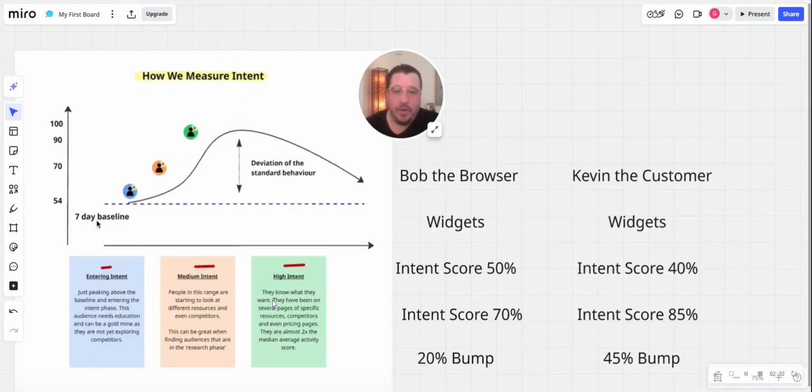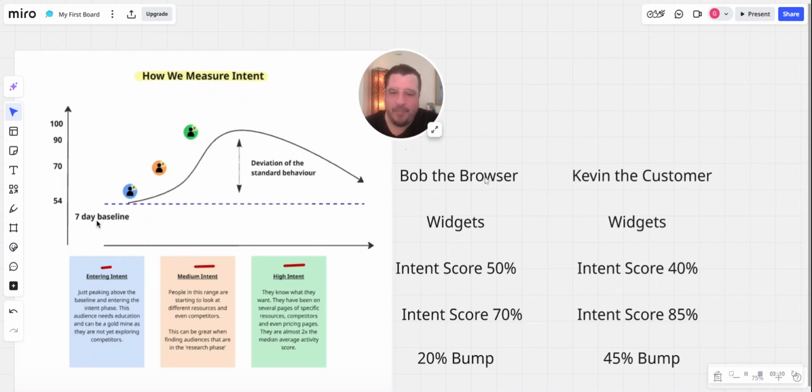Then we get into high intent. High intent, they know what they want. They have been on several pages of specific resources, competitors, and even pricing pages. They are almost 2 times the medium average activity score. So a high intent buyer in our database might have searched for reviews directly for your competitors, directly for keywords, filled out multiple forms, have looked for pricing pages, demo pages, review pages. That is high intent.